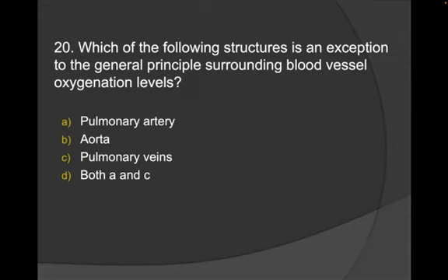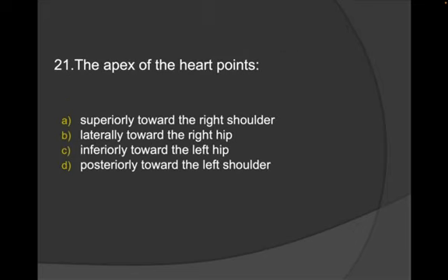Which of the following structures is an exception to the general principle of surrounding blood vessels oxygenation level? This is also an easy one. D, both A and C. So pulmonary artery carries deoxygenated blood, veins carry oxygenated blood. Apex of the heart points towards left hip or right hip? Left hip.